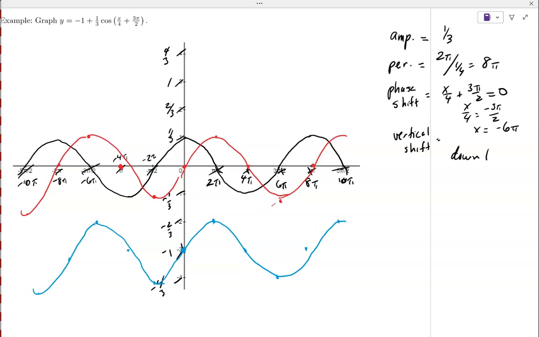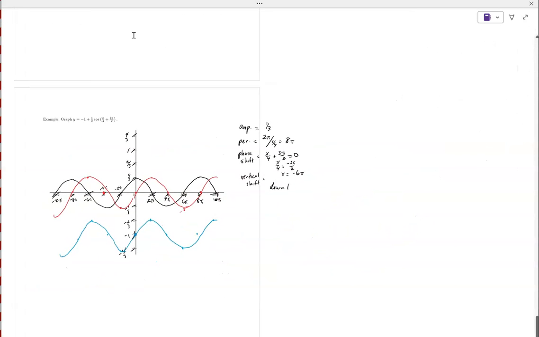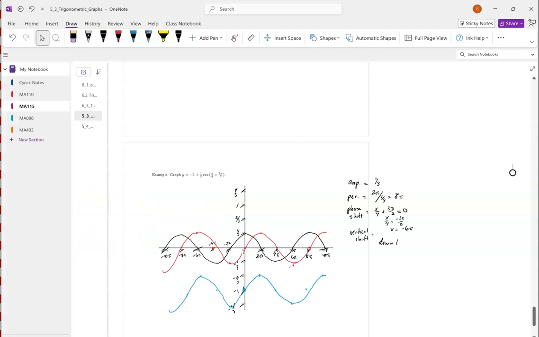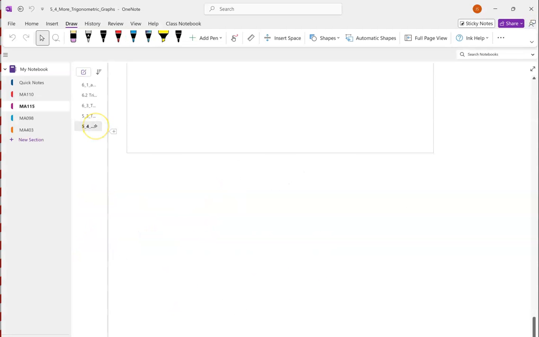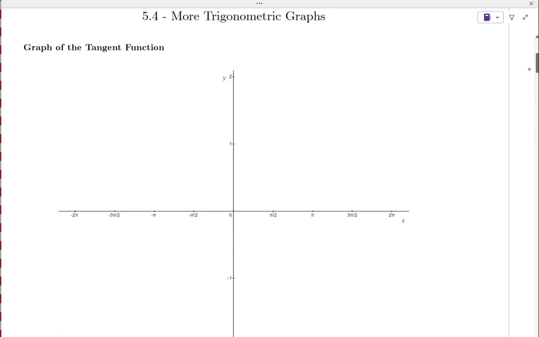Well, let's go on then to the new stuff. We've graphed 2 of the trig functions. How many more do we have to go? How many trig functions do we have total? 6? Yeah, so we have 4 more graphs to do. Good. So let's do tangent.